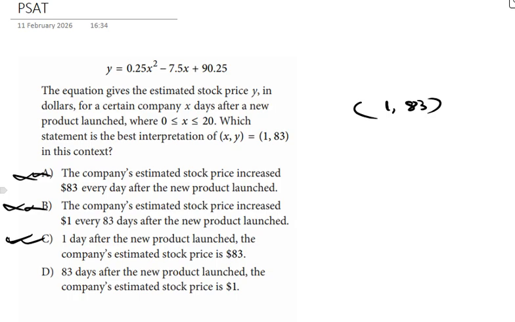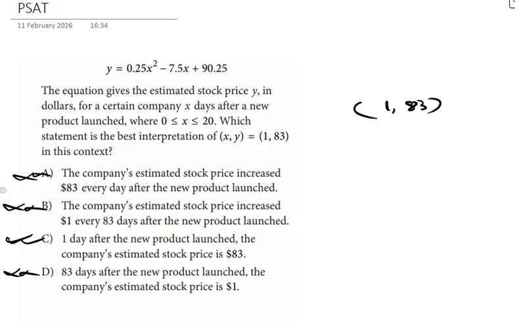Now option D: 83 days after the new product launch, the company's estimated stock price is $1. This reverses x and y. In our equation, x represents the days and y represents the stock price. So option D is incorrect because it switches the meaning. Okay, so option D is not true. So the correct interpretation of (1, 83) is: 1 day after the product launch, the stock price is $83. So the correct answer for this question will be option C.